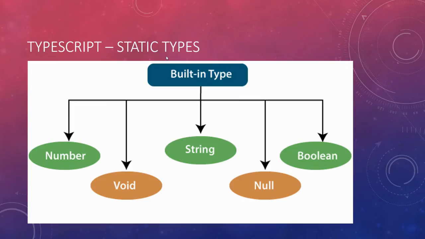So moving on further, let's see the built-in types. Built-in types can be further divided into five different subtypes, which are number, void, string, null, and boolean. Let's see them one by one.